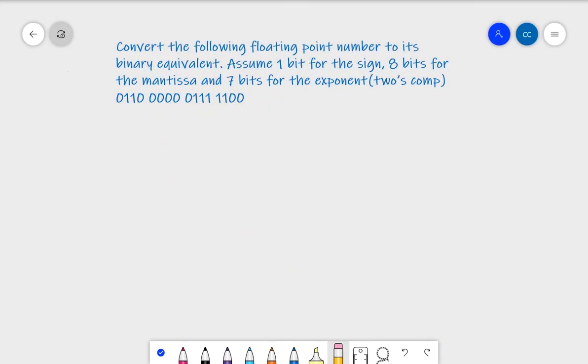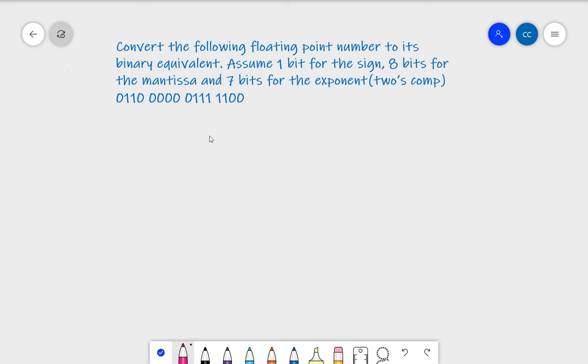Here's a question for you. Convert the following floating point number to its binary equivalent. Assume 1 bit for the sign, 8 bits for the mantissa, and 7 bits for the exponent. And the exponent, if it's a negative exponent, will be in 2's complement. So here's the number. Let's expand this number out so that we can annotate it a wee bit.